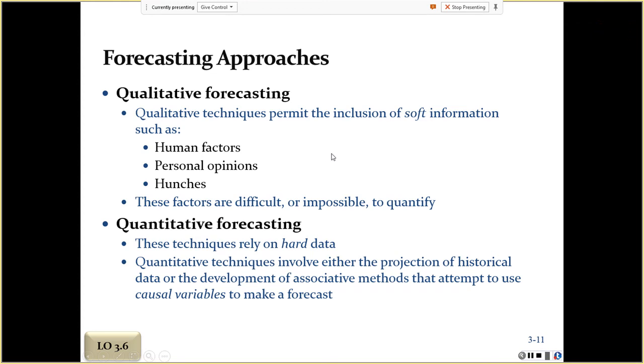All right, so the other forecasting approach is quantitative forecasting. That relies more on hard data. So remember the term bad data in, bad data out. Quantitative forecasting is only as good as the data that it's using to come up with the forecasting.